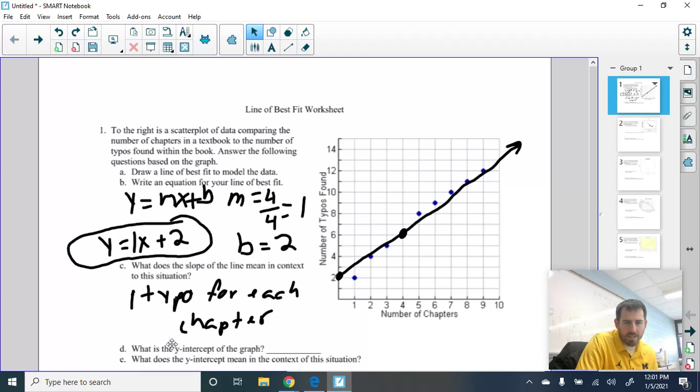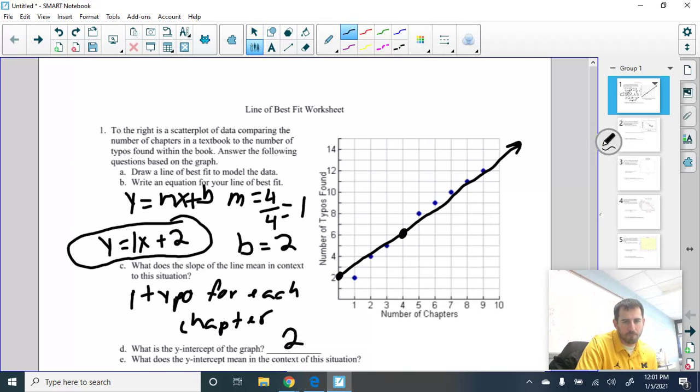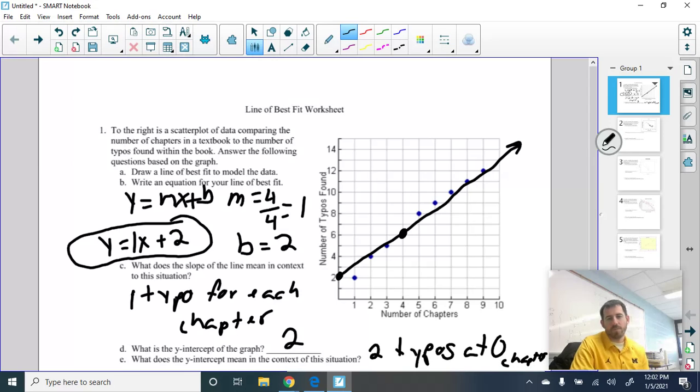For D here, when it's asking what is the y-intercept of the graph, okay, it's just asking that to go into the next question. Okay, the y-intercept was 2. Okay, so it says, what does the y-intercept mean in context of the situation? Technically, it might not make that much sense, but that means there's 2 typos, okay, before any of the chapters. Okay, so you would say 2 typos at 0 chapters. Okay, 2 typos at 0 chapters. I'll get used to writing this thing again.